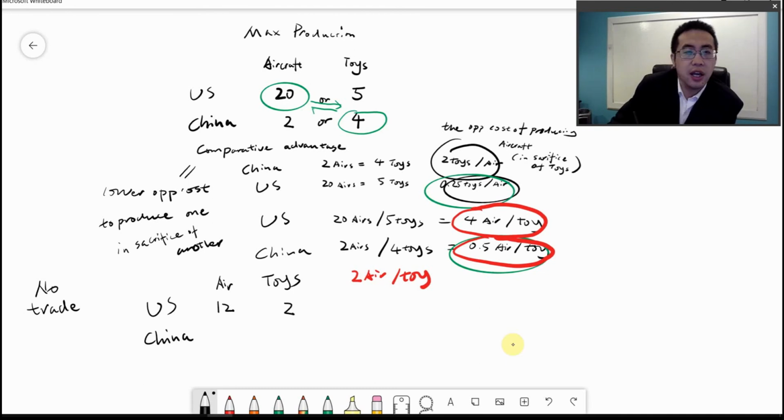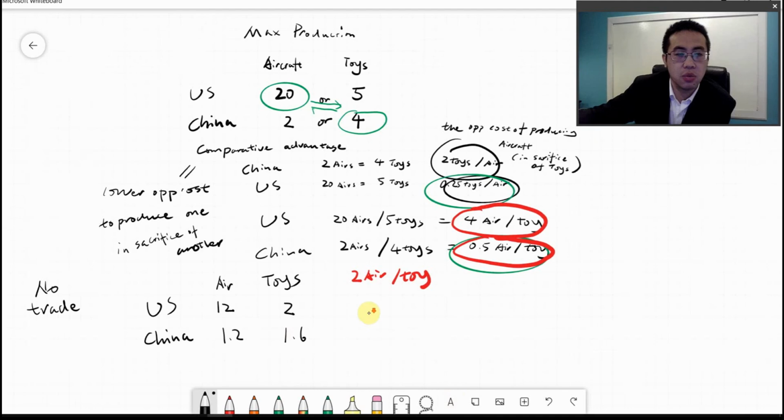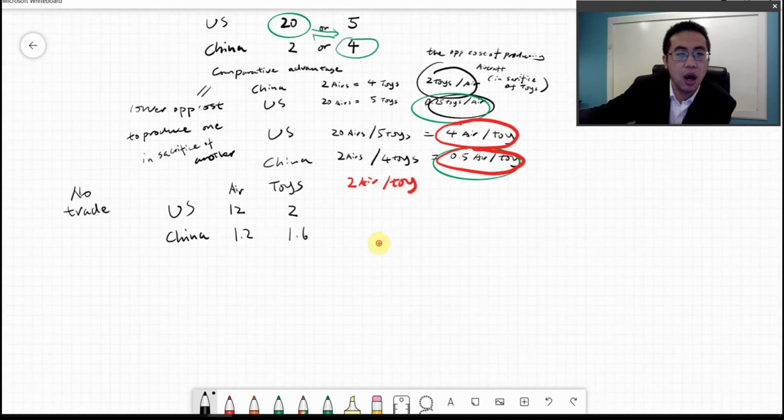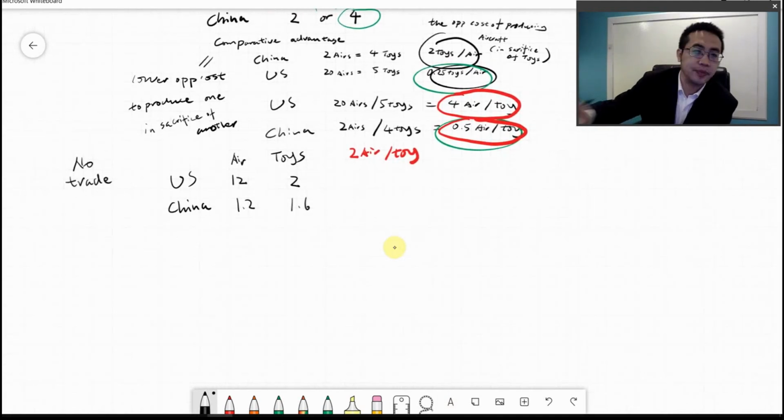And China does the same thing, let's assume for simplicity. 60% of its resources focused on aircraft production, so that will bring up 1.2 aircraft. And the rest, 40%, goes to toy production, and that's going to yield 1.6 toys. So this is what happens when there's no trade between the two countries, when the two countries are operating separately.